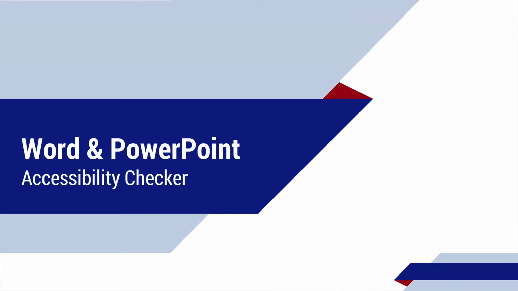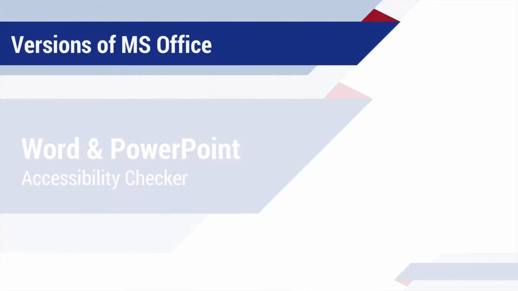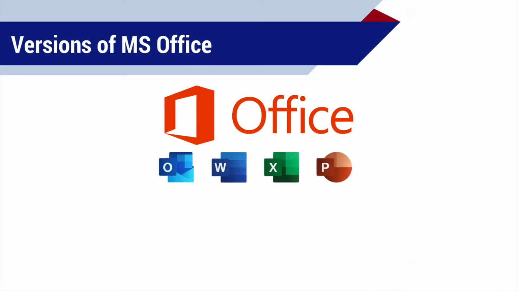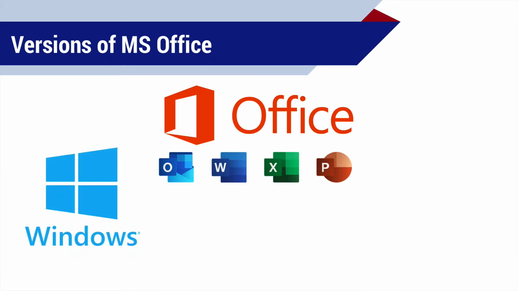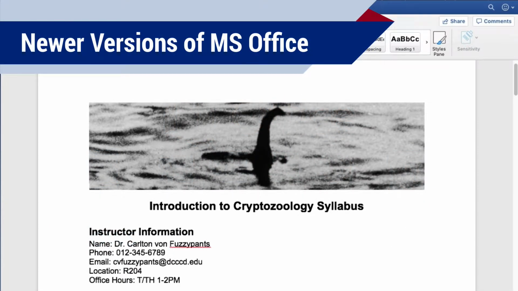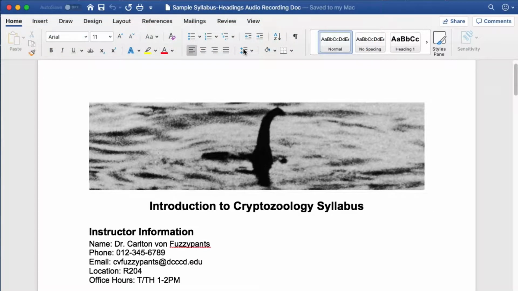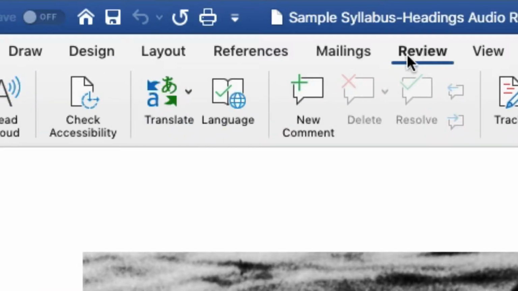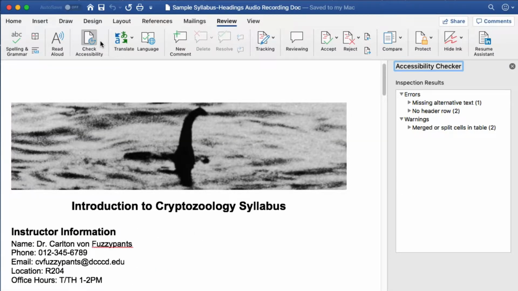Now that you know how to access some of the tools, we're ready to get started on those technical details. Let's begin by looking at the accessibility checker in Microsoft Word and Microsoft PowerPoint. The first steps in running an accessibility check in Word or PowerPoint will vary depending on whether you're on a Windows or a Mac computer and how old your version of Word is. On a Mac, and in newer versions of Office on a Windows computer, simply go to the Review tab on the ribbon and select the Check Accessibility button. The Accessibility Checker results will display on the right side of your screen.